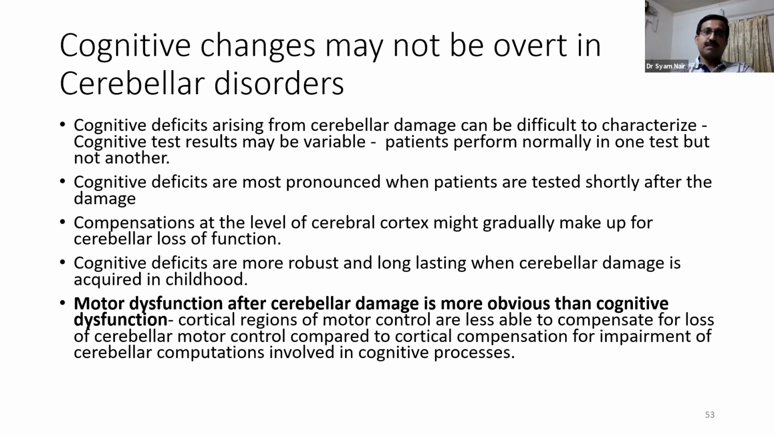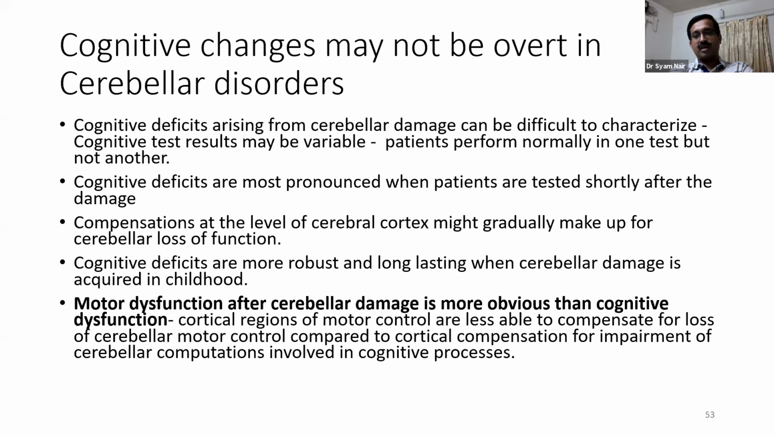And compensation at the level of the cerebral cortex might gradually make up for the cerebellar loss of cognitive functions. So by the time the motor functions improve to some degree, cognitive functions almost fully recover, because the cerebrum takes over and compensates for the cognitive deficits resulting from cerebellar dysfunction. The cognitive deficits are more robust and long-lasting when cerebellar damage is acquired in childhood. And motor dysfunction after cerebellar damage is more obvious than cognitive dysfunction. The cortical regions of motor control are less able to compensate for loss of cerebellar motor control compared to cortical compensation for impairment of cerebellar computations involving cognitive processes.